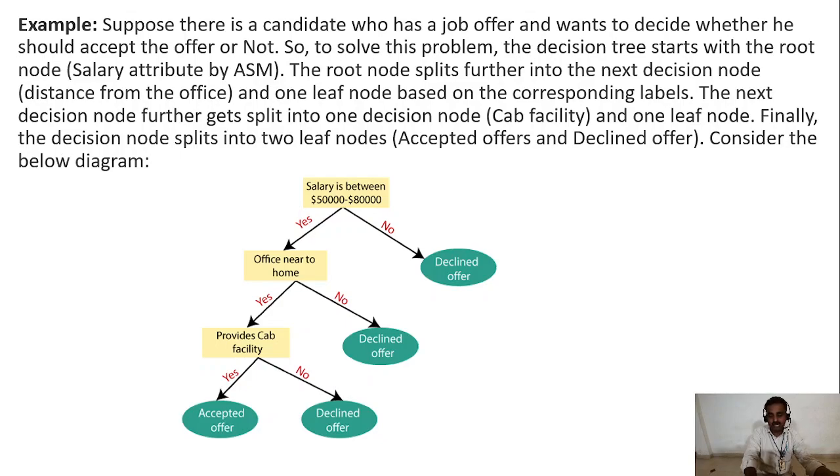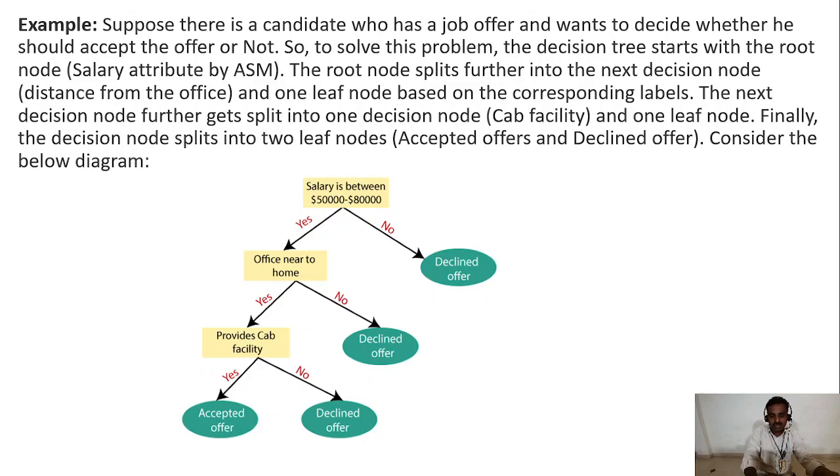In the first case, if the salary is between these two values, then you have to check the next condition. If the salary is not between these two values, then you have to decline the offer. That is the first condition. What is the second condition here? If the office is near to home, you have satisfied this condition, then you have to check the condition again. If the office is not near to home, then you have to decline the offer. That is the second condition.